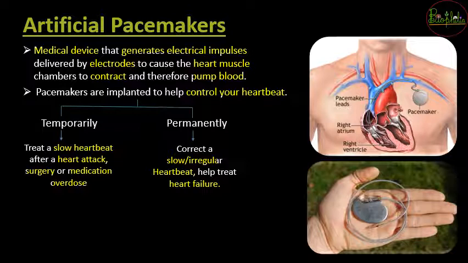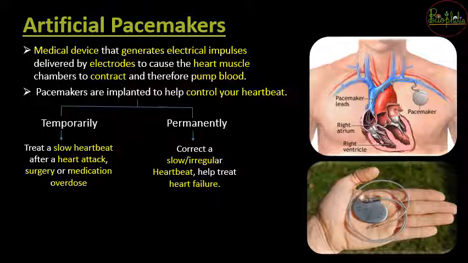So you can see in the photograph how that artificial pacemaker looks and how it is placed or implanted into the patient, that is going to help have a better life. So वैसे ही artificial pacemakers, they are going to help control the heartbeat and give a temporary or permanent solution to the patient. So with this we conclude our chapter.